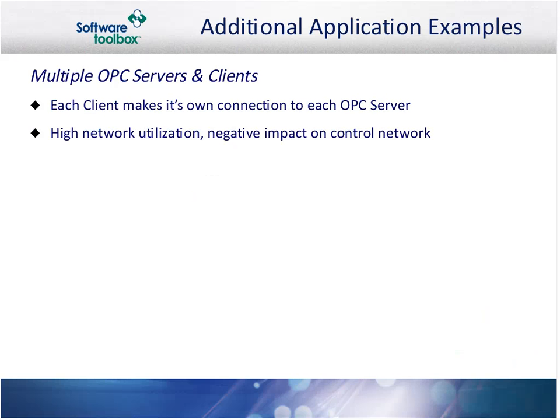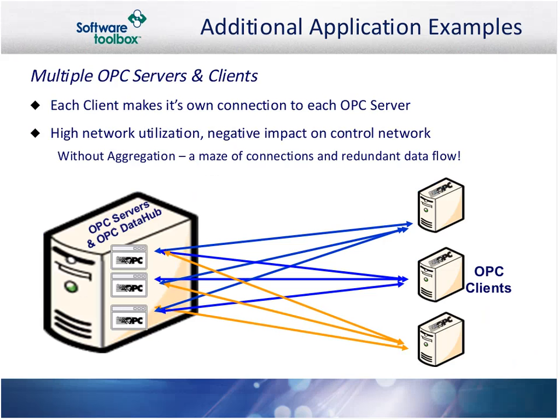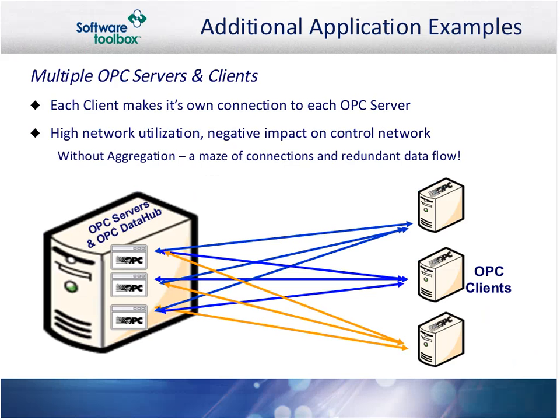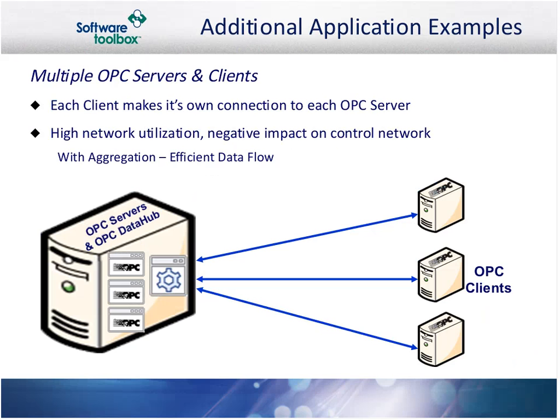So when multiple OPC clients connect to multiple OPC servers, an individual connection is made for each client to each server. As we can see in this example, 3 clients connecting to 3 different servers. Using aggregation can greatly reduce this traffic, as you see in this example. So I'll go back. Just without aggregation, you've just got data kind of going everywhere. But with aggregation, you've got efficient data flow.